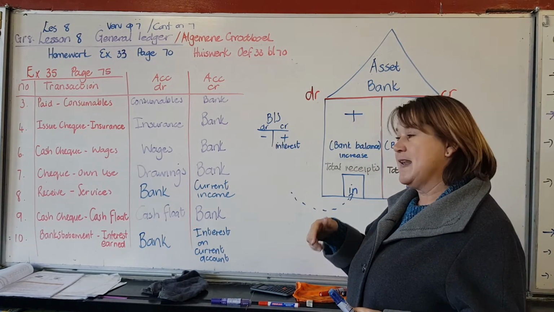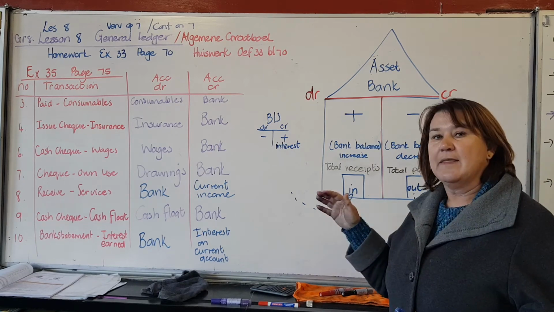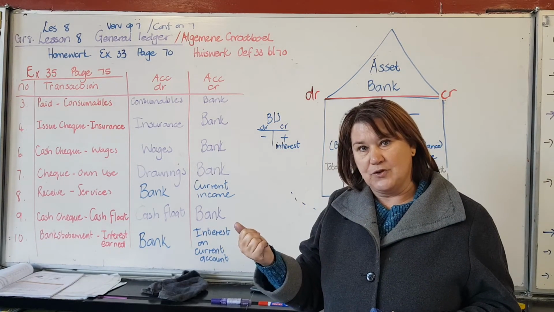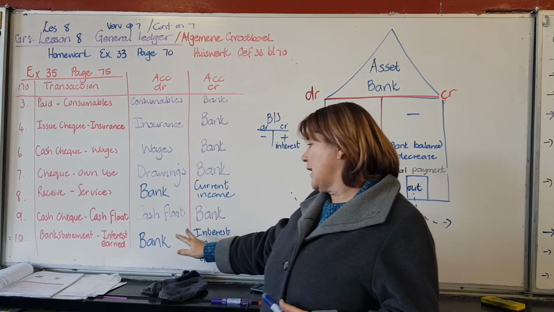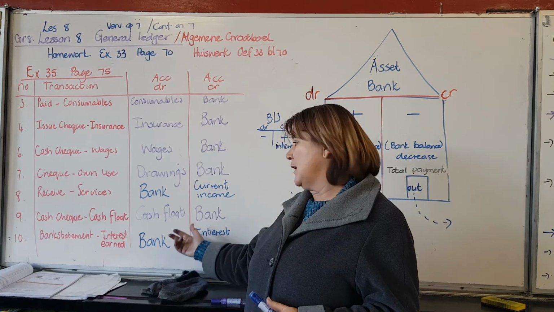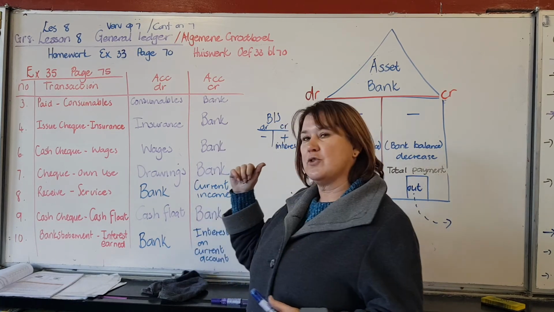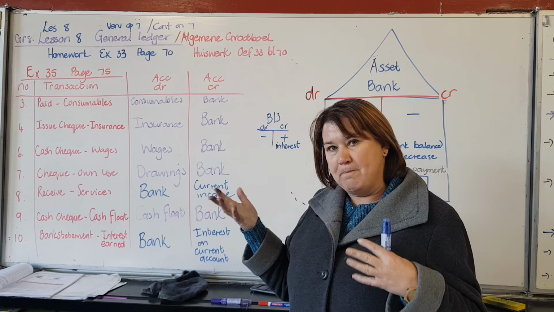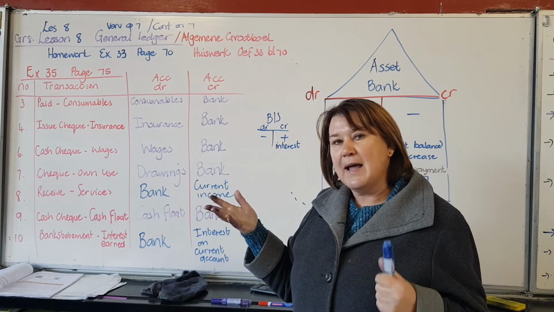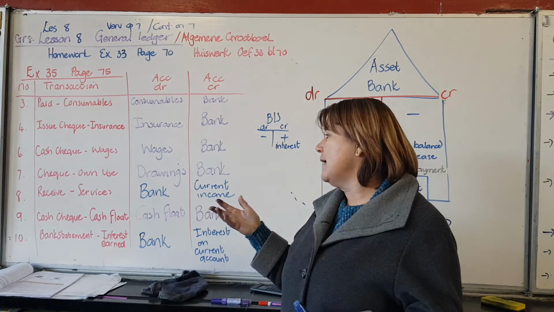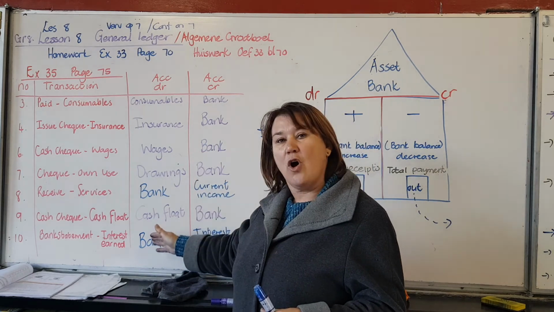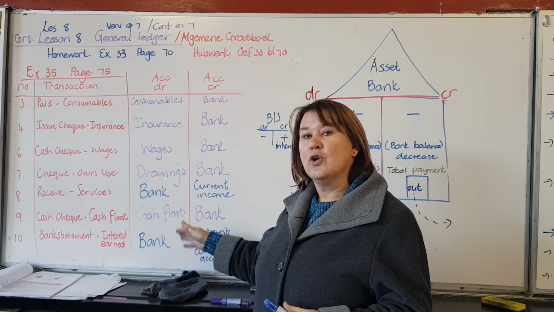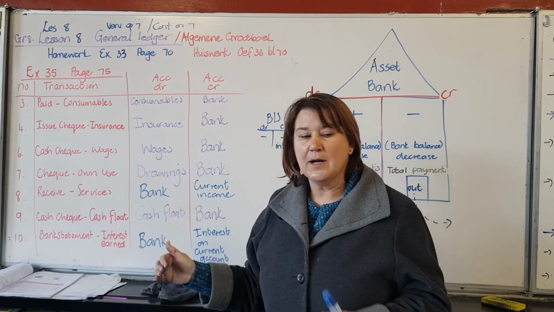So when you have a negative bank balance, then you have to pay the bank interest, and then that transaction will be swapped. Then it will be credit bank, because you owe the bank some money, so you made a payment to the bank, and then your interest on overdraft account will be debited. All right, thank you.